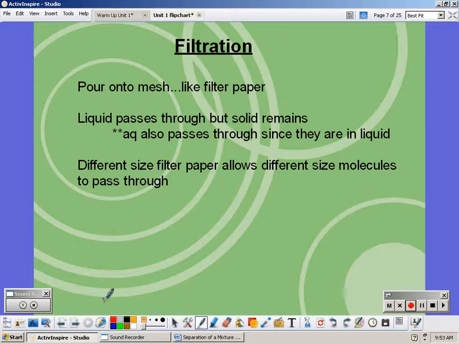Filtration, that's used for separating solids and liquids. You pour it into mesh like filter paper, and depending on the size of your solids, you can have different size filter papers. The liquid passes through, but the solid remains. Anything that's aqueous will also pass through the liquid. Since it's in the liquid, it'll still pass through.